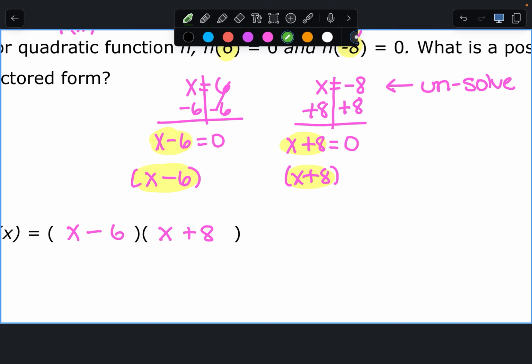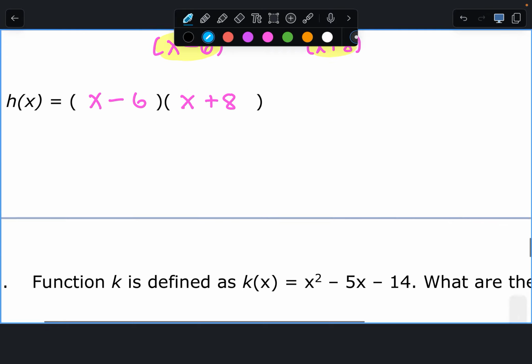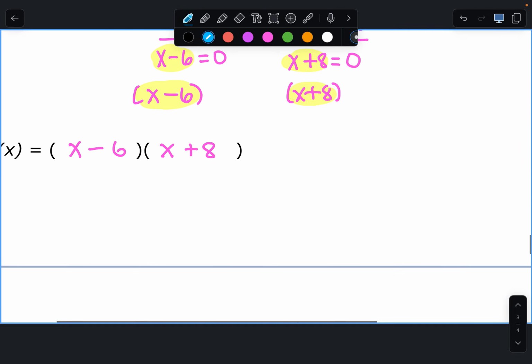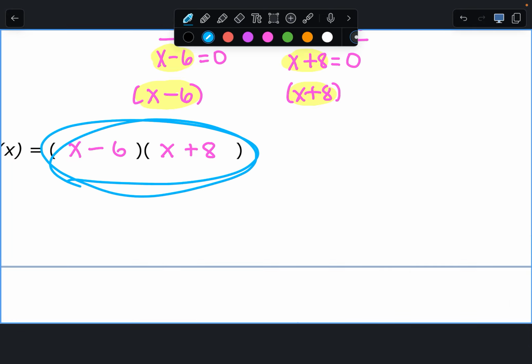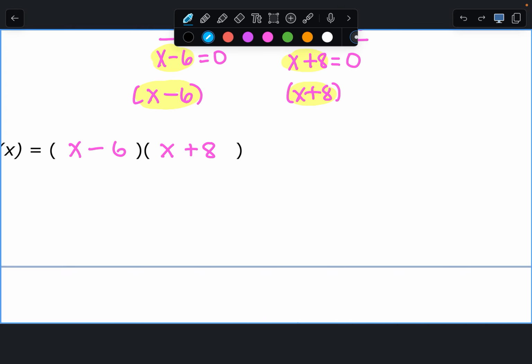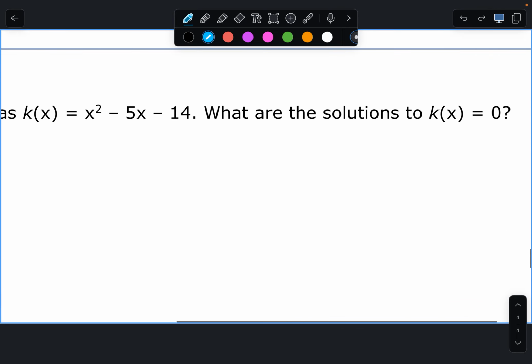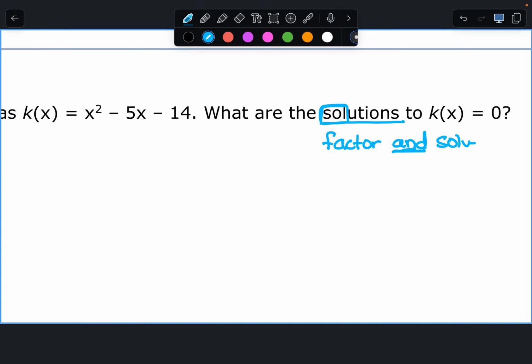Number 10. I had someone come to me this morning with a very good question. They asked me, how do I know when to just factor, when to just get to the parentheses and stop, or continue and solve? When you're just factoring, when you're just trying to get to the parentheses, in the question it will say factor. What are the factors of? What do you get after factoring? Okay? But this question says, what are the... And when you see that word solutions, they're asking you to what? Factor and solve. Okay? You have to factor and solve.